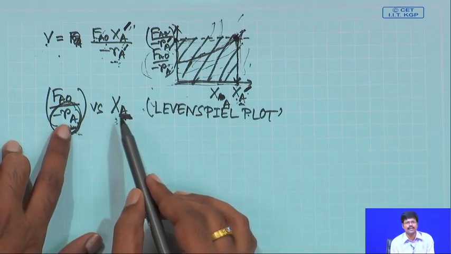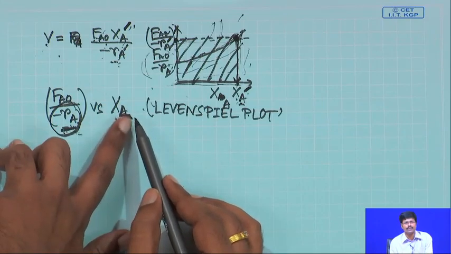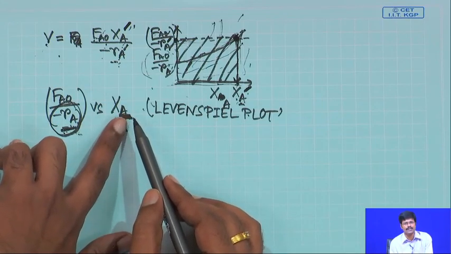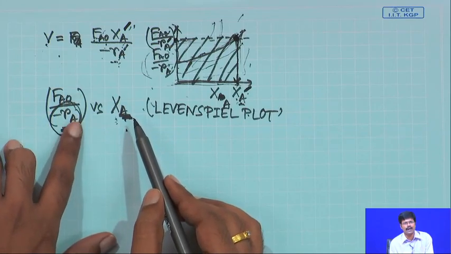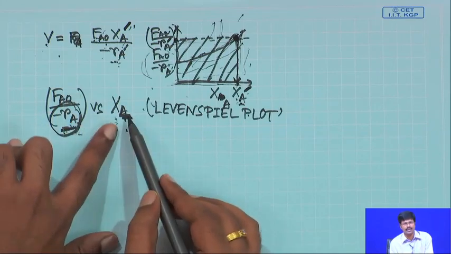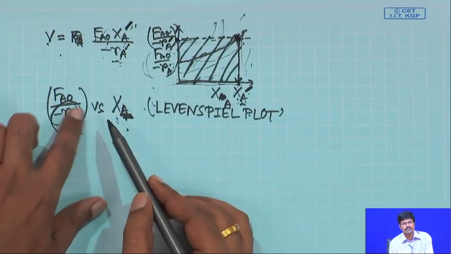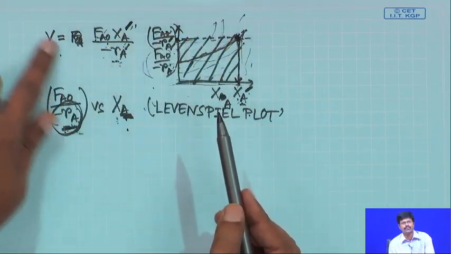Once you know that, then for different values of X A, you will know this particular value, because F A 0 you know, and if you know R A as a function of X A, then you can plot this particular graph and you know this value.